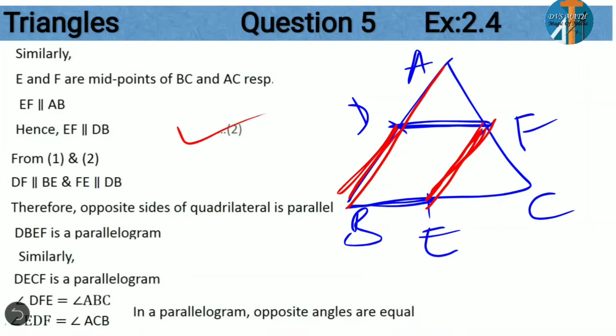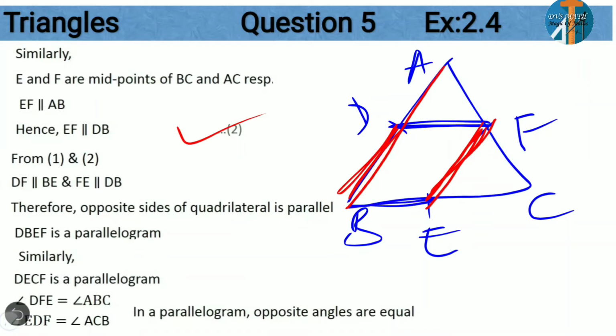Take it as equation 2. From 1 and 2: in 1 they are saying that DF is parallel to BE, in 2 EF is parallel to DB. So from 1 and 2 all these opposite sides are parallel. If opposite sides are parallel, then we say the quadrilateral is a parallelogram. So that is, DBEF is a parallelogram.